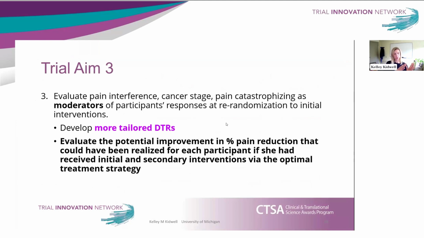Then after you've had your primary aim that might deal with the first or second stage comparison, and a secondary aim which deals with your DTRs, often an exploratory aim has to do with finding those subgroups for which the DTRs are most effective, or what we call further tailoring or further personalization of these dynamic treatment regimens. And so those are really looking at different moderators of the treatment, and they explained that they wanted to evaluate the potential improvement in pain reduction that could have been realized for each participant if she had received the initial and secondary interventions via the optimal treatment strategy.